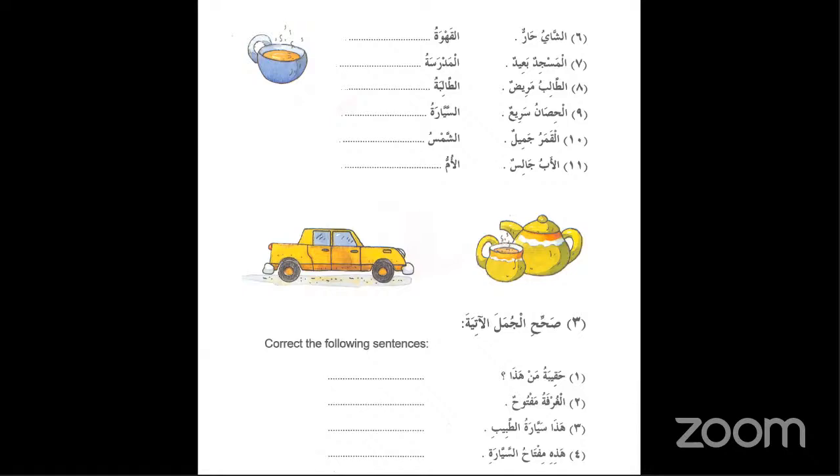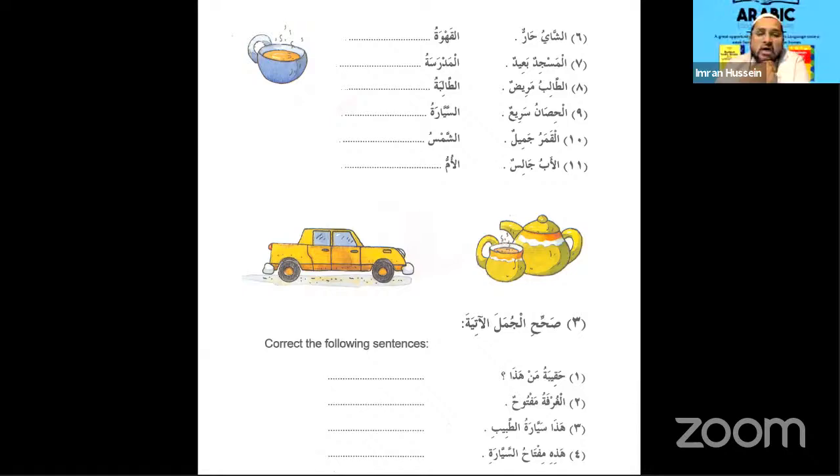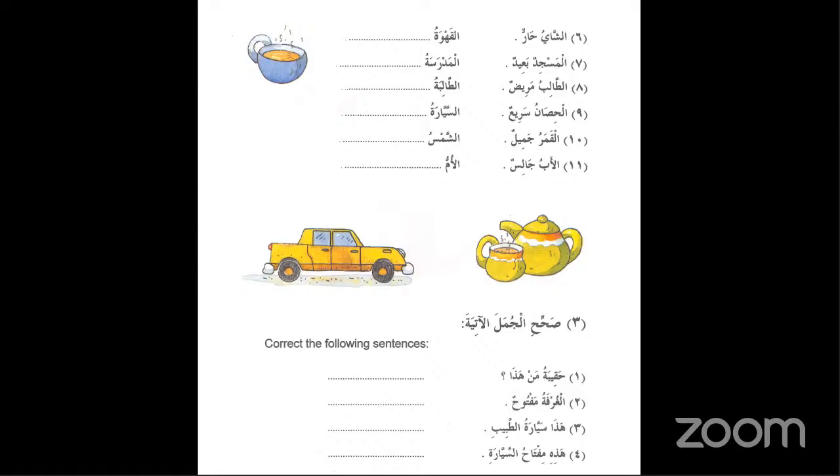Shall I use the same? You could use haratun or you could say baridatun. I'm happy with that. That's fine. Okay. Haratun. That's correct. Al masjidu ba'idun. The mosque is far. Al madrasatu ba'idatun. The school is far. Al talibu marizun. The student is sick. Or the student is patient. Al talibatu marizatun. The student is sick.